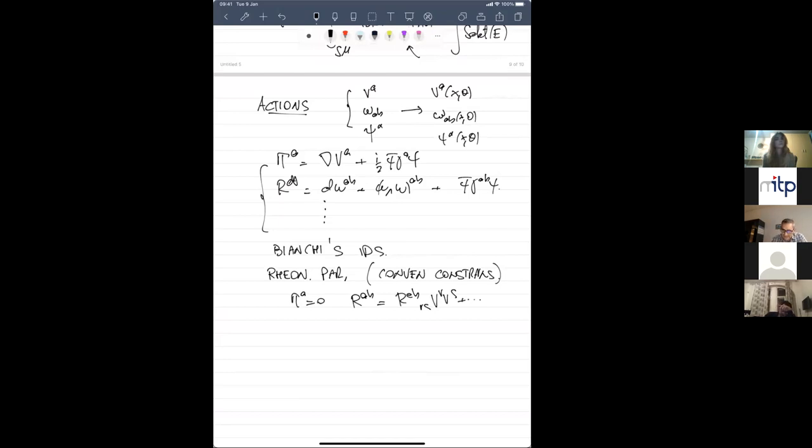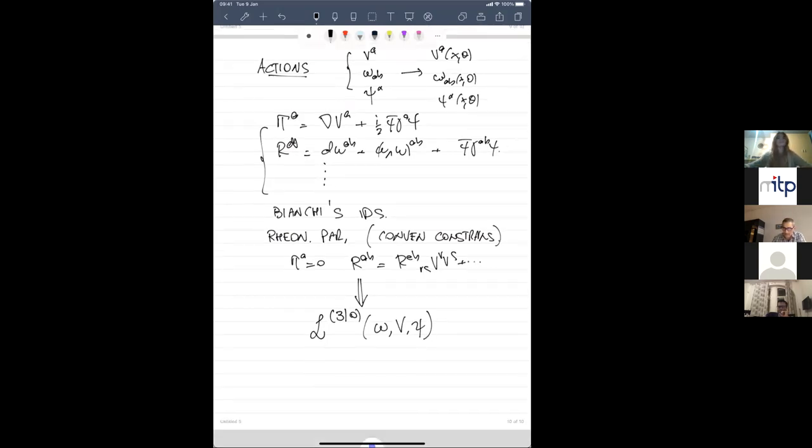So the final result is that you can build out of these ingredients an action, okay? Let me do it in three dimensions, an action, okay? Which depends on what? It depends on the connection, it depends on the Vierbein, and it depends on psi, okay? What are the properties of this? Well, first of all, it's a three-form.